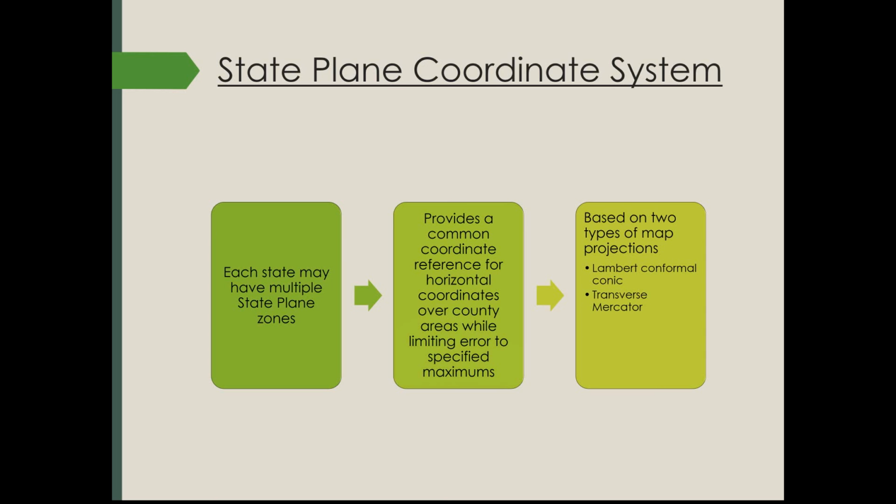Each state may have multiple state plane zones, but this is not required. Each zone is strategically placed to minimize the amount of error within each zone. Additionally, each zone provides a common coordinate reference for horizontal coordinates over areas such as counties, while limiting error to specified maximums. Depending on the shape of the state, the zone can be based on two types of map projections: the Lambert conformal conic or the transverse Mercator.